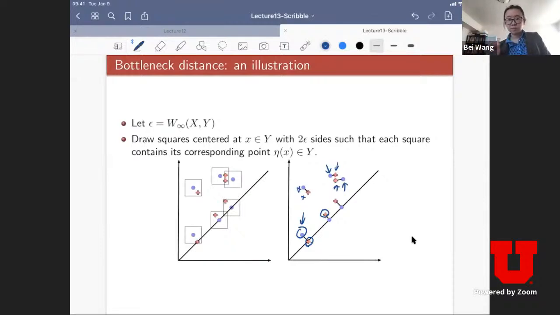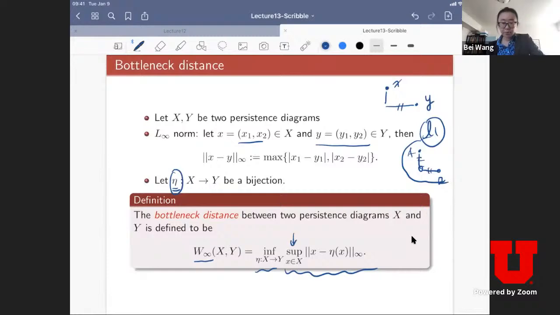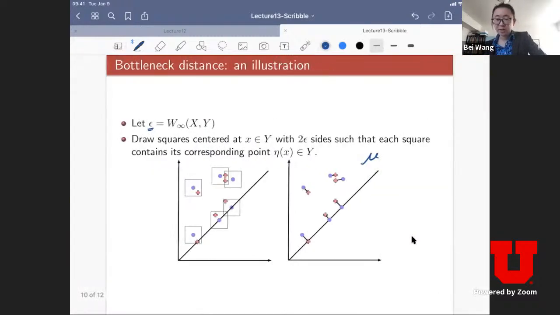And if this gives me an epsilon distance, which means among all the pairs I have matched, right? So this is my particular matching, and let's say this is my optimal matching. Among this optimal matching, the maximum pairwise distance, basically if I look at the best possible matching, the longest distance among all those pairs is going to be my bottleneck distance.